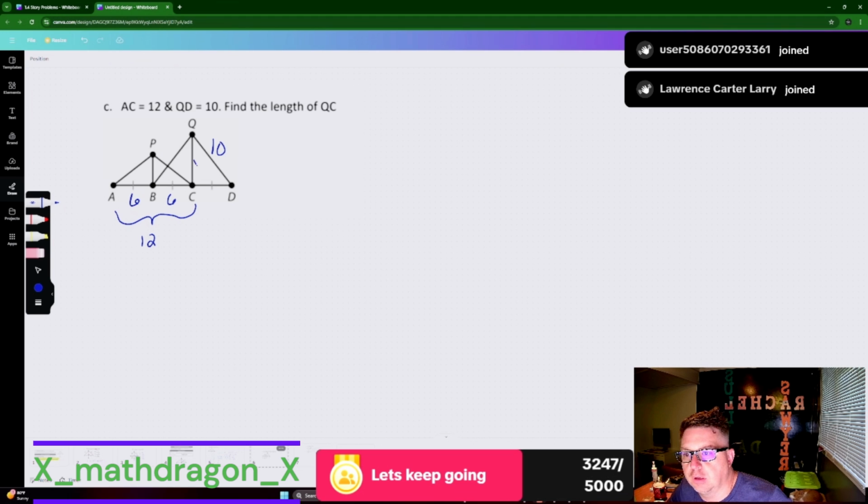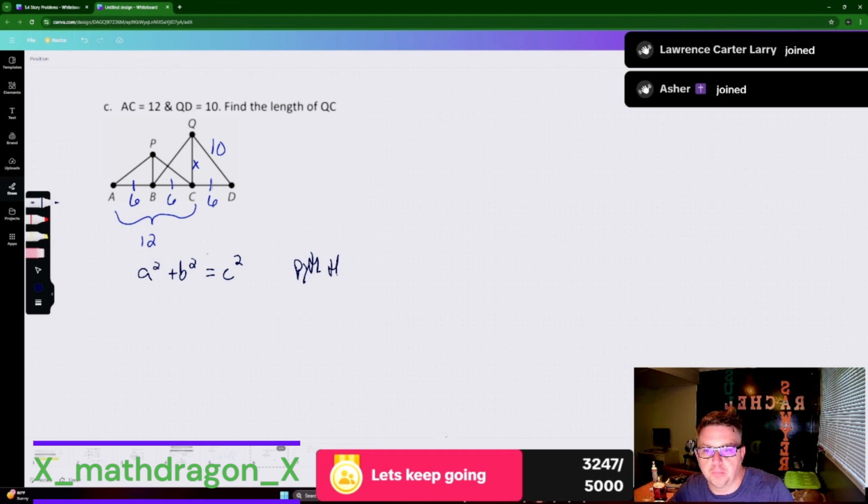Find the length of QC. All right, so we're looking for this. And we know this is going to be 6 because these dashes tell us that all side lengths are equal. Oh, okay. So, if that's the case, we have a squared plus b squared equals c squared. That's the Pythagorean theorem. I'm going to say a is 6, b is x, and c is 10. Do we know that they are right angles is going to be the real question.